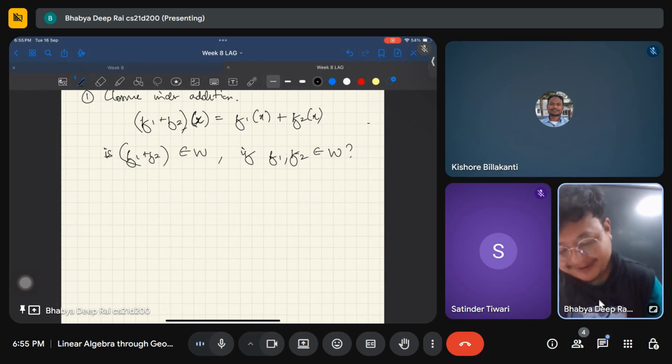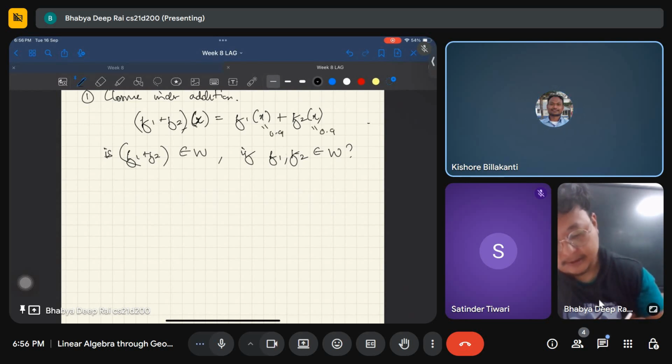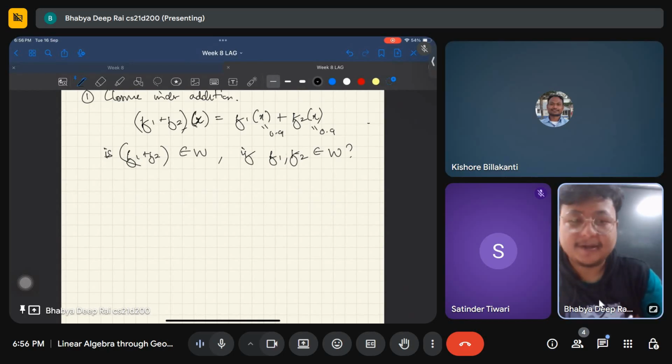Okay, now I'm thinking it's not. Let us suppose f1 of x is 0.9, and then f2 of x is 0.9 again. Exactly, it is beyond 1. That's right. So it's not closed.